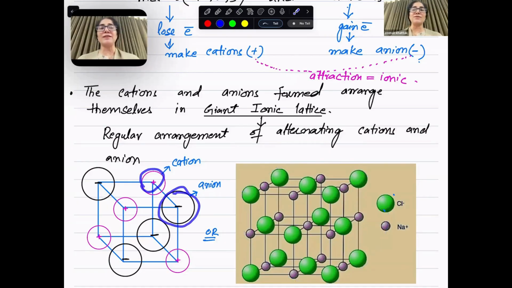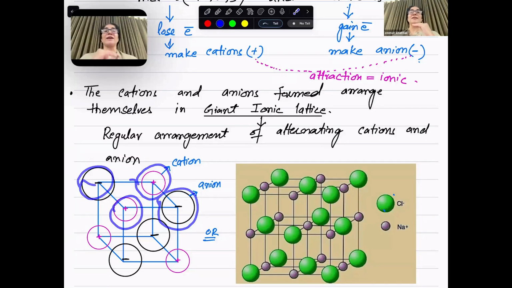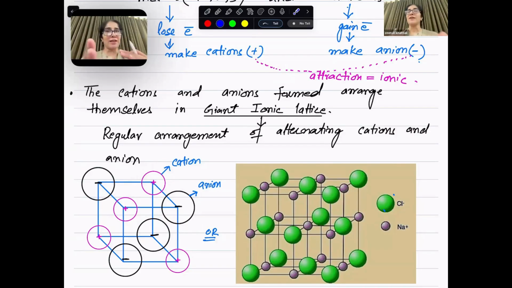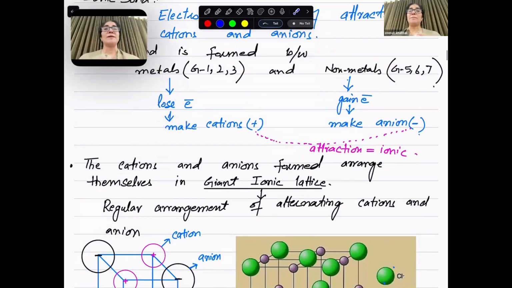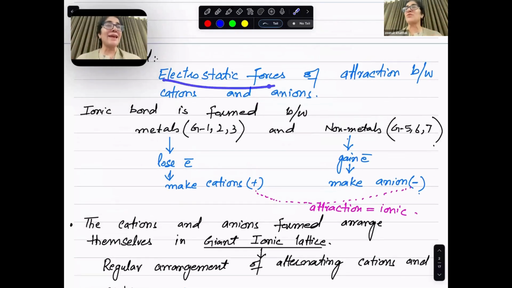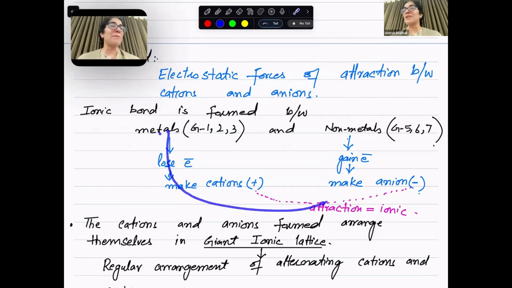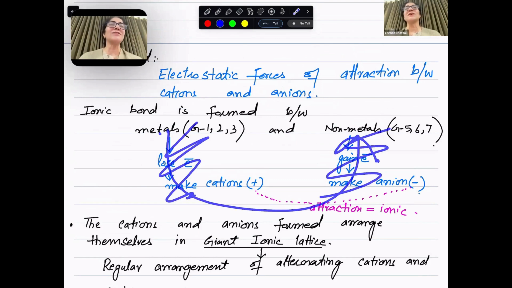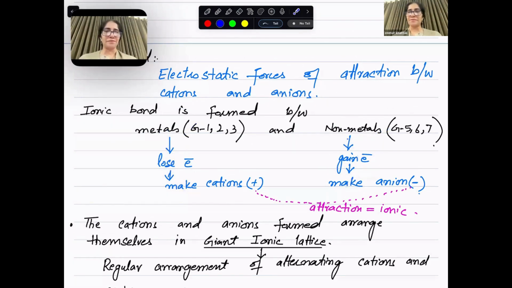Cation, anion, cation, a regular alternating arrangement of cations and anions. So what is an ionic bond? The bond formed in which there are electrostatic forces of attraction between cations and anions that are formed by complete transfer of electrons from metal to non-metal. The metal loses electrons, the non-metal gains electrons.